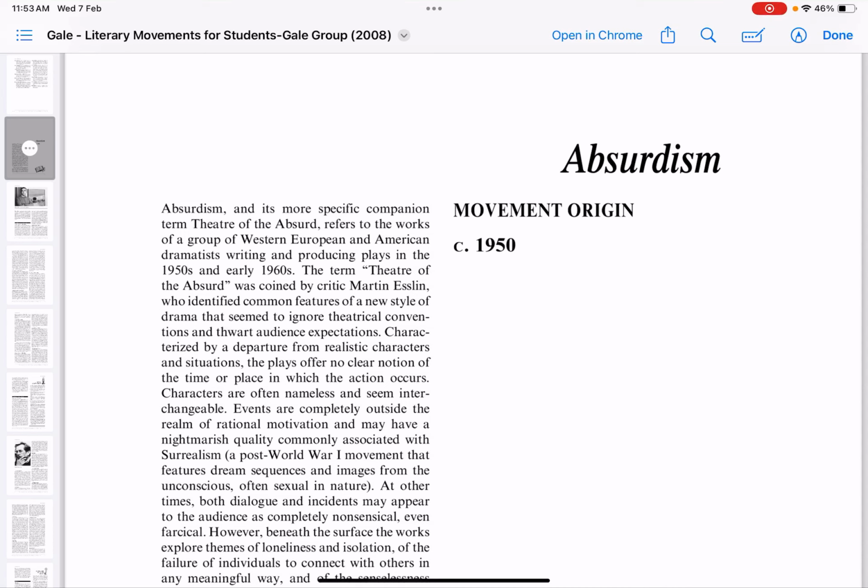Tales, and today we'll discuss absurdism. And this I'm discussing from this book, which is titled Literary Movements for Students.